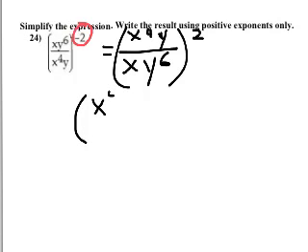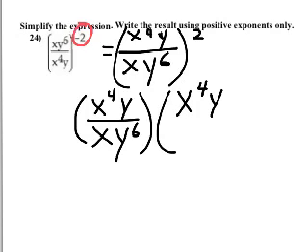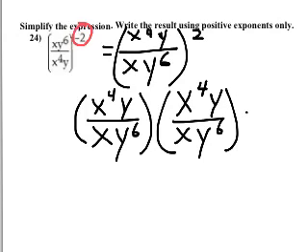It would be like this. x to the 4th y over x y to the 6th times x to the 4th y over x y to the 6th. And we look and see what we've got. So there's x times itself 4 times here, and x times itself 4 times here. So that makes x times itself 8 times.